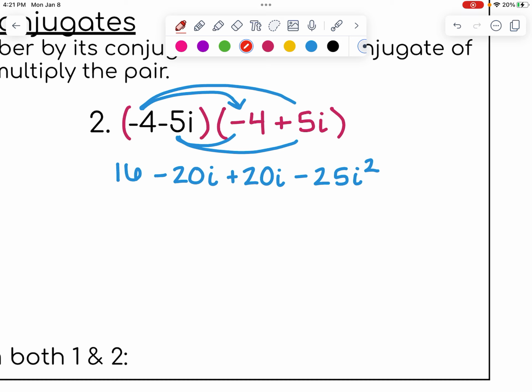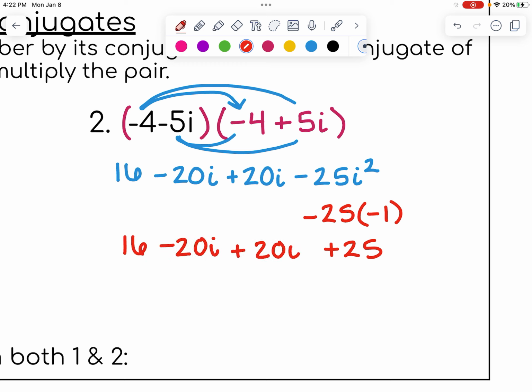I'm going to start by simplifying i squared. So I get negative 25 times negative 1, and that's positive 25. Bringing everything else down, 16 minus 20i plus 20i. And then I will combine like terms. So we have 16 plus 25, and I get 41. And then negative 20i plus 20i equals 0. So our final answer is 41.